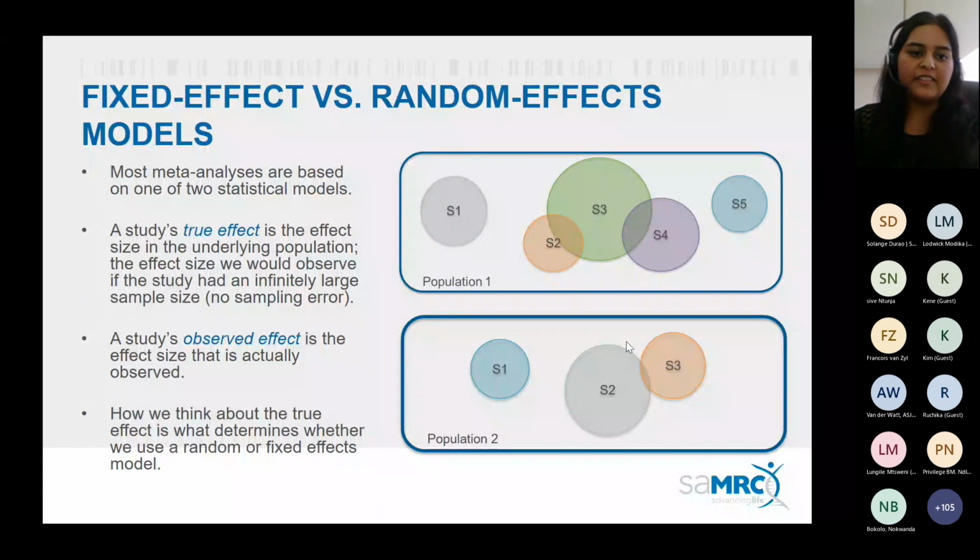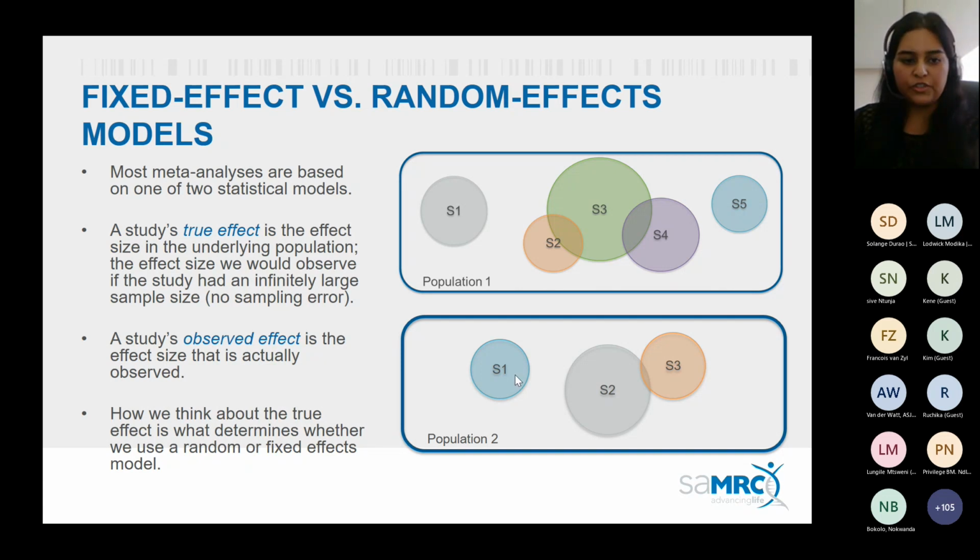So most meta-analyses are based on one of two statistical models. A study's true effect is the effect size in the underlying population. So it is the effect size we would observe if the study had an infinitely large sample size. That means no sampling error. We could measure everyone in the population. And a study's observed effect is the effect size that is actually observed.